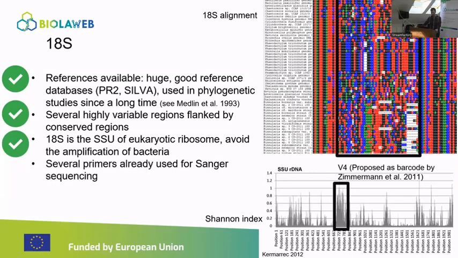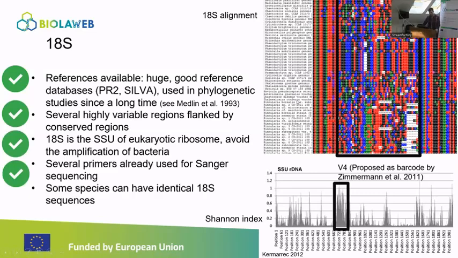Several primers are already used for Sanger sequencing. It means that some people already worked to define these primers, so also good points. We don't have to start from scratch. But some species can have identical 18S sequences. So not a very good point, but okay, we see the list of good points. So it may be a good candidate for diatoms.